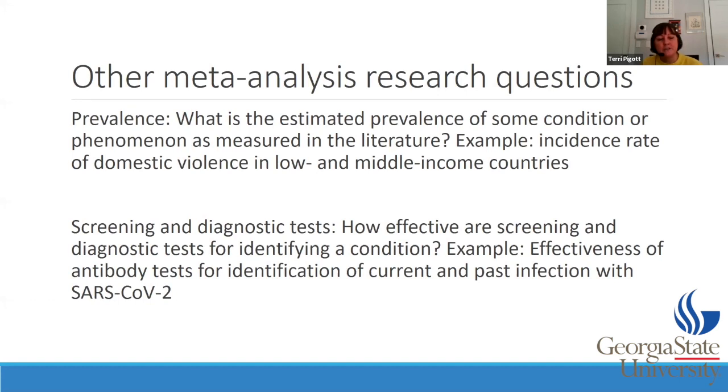And then another, I just thought I'd mention this one here, another common meta-analysis research question that actually occurs more in medicine is looking at screening and diagnostic tests, looking at the effectiveness of particular kinds of screening and diagnostic tests for identifying a condition. And this popped into my email recently because there was one that's looking at the effectiveness of antibody tests for identification of current and past infection with SARS-CoV-2. So these are both other questions that we might use meta-analysis for that are less common in the social and behavioral sciences.